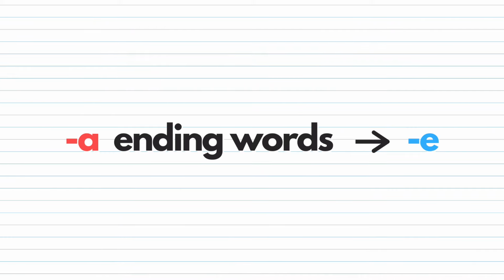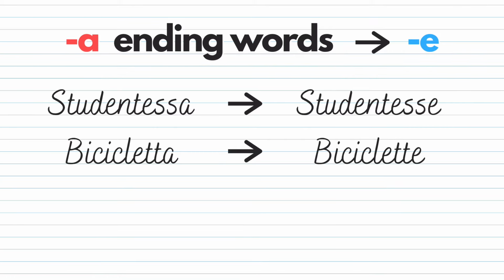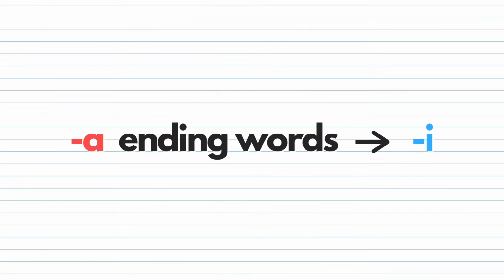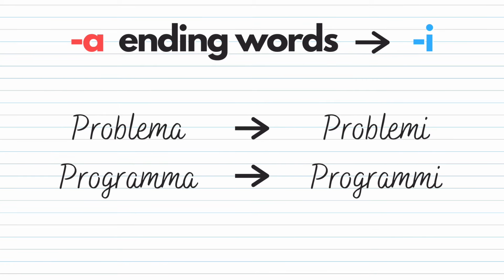Well, if the word ending in a is feminine, then you change the a for an e. For example, studentessa, studentesse, bicicletta, biciclette, casa, case. But if you have a word ending in a that is actually masculine, like for example, problema, then you want to change that a into I. For example, problema, problemi, programma, programmi.